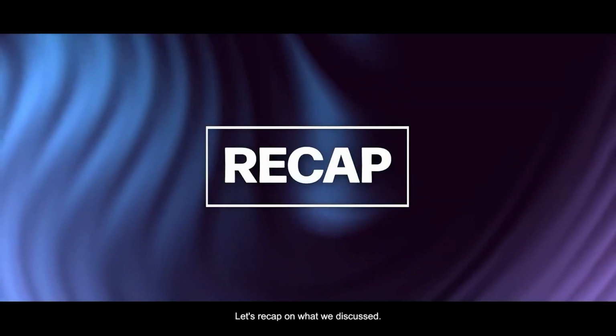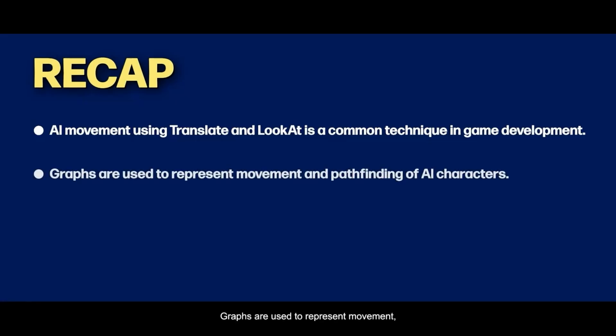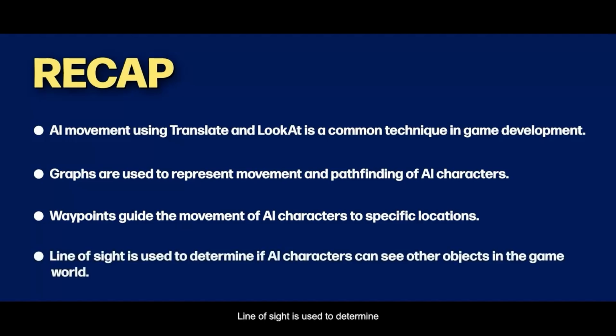Let's recap on what we discussed. AI movement using translate and look at is a common technique in game development. Graphs are used to represent movement and pathfinding of AI characters. Waypoints guide the movement of AI characters to specific locations. Line of sight is used to determine if AI characters can see other objects in the game world.